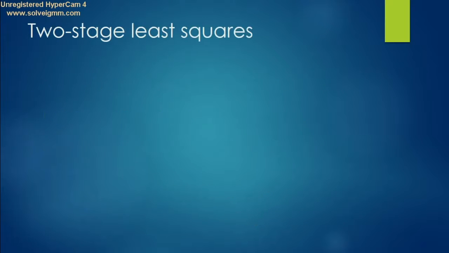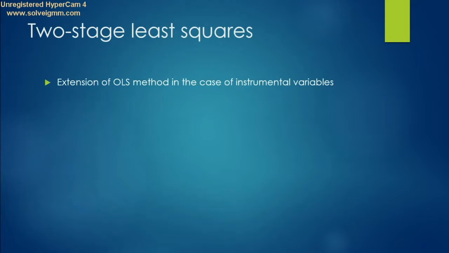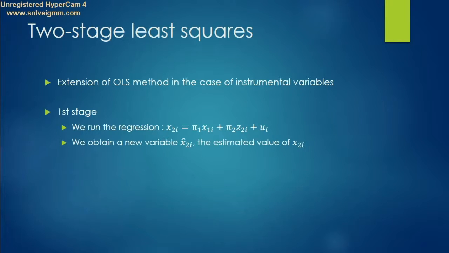Now, let's take a look at the two-stage least squares method, which is the extension of the OLS method in the case of instrumental variables. As its name suggests, this method is composed of two stages. First, we need to run the first stage regression, whose name seems more obvious now, in order to create a new variable, which corresponds to the estimated value of X2, and which is here X hat 2.